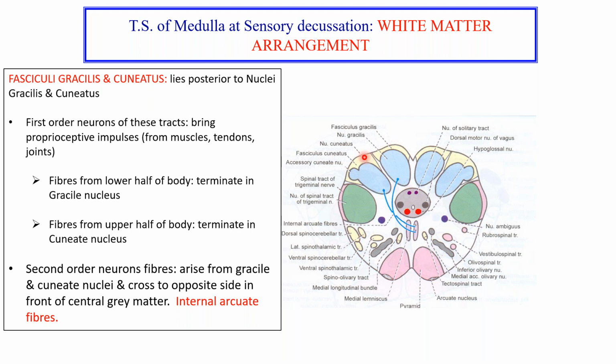So all those fibers of the dorsal column they were carrying, the fibers from the lower half of the body were terminating in the gracile nuclei, and fibers from the upper body were terminating in the cuneate nuclei. Basically the cuneate and gracile nuclei contain the second order neurons. In this diagram, this dot is the second order neuron, and its axon, turning ventromedially, is the internal arcuate fiber, which is crossing to the opposite side.